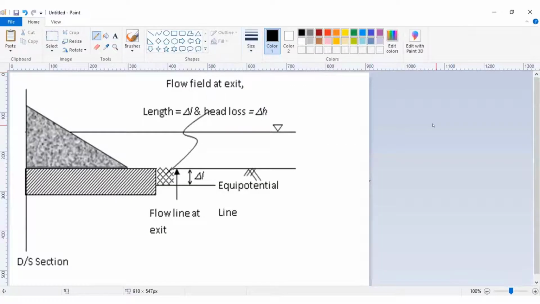This is the downstream end of the structure, and this is the downstream water level, and the water which is coming from upstream to downstream like this. So the water is coming through the foundation of the structure like this, and then it is finally moving in the upward direction.